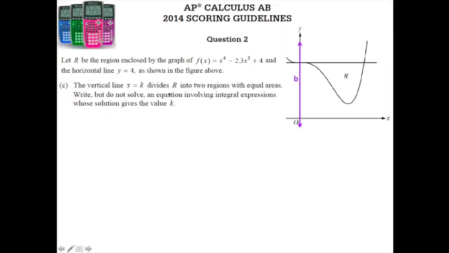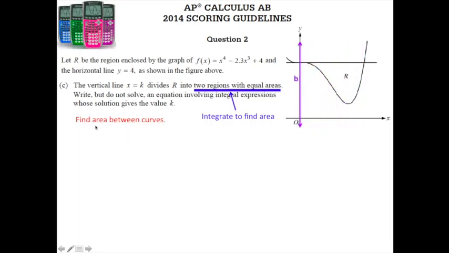For part C, we're trying to find a vertical line. They even tell you it's vertical. That's kind of nice. Takes the guesswork out of it. At location K, somewhere between 0 and 2.3, dividing this into 2 equal regions. So here's my vertical line. The question is where does it need to go? Okay, so it's going to keep sweeping across here to make the left region and the right region equal.